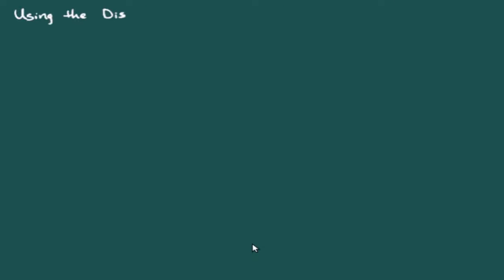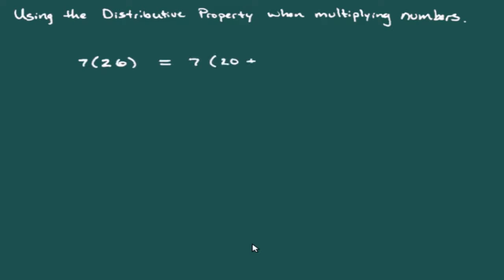So let's see how the distributive property can be used when we're doing multiplication. Suppose that we are asked to multiply the number 7 times 26. Well, we can look at 26 and imagine breaking that up as 20 plus 6. And so we've got 7 times the sum of two different numbers.